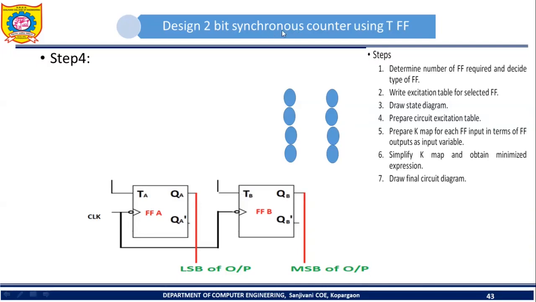Okay, now as it is a synchronous counter, what happens in a synchronous counter? External clock pulse is given as input to all the flip-flops. So see, external clock pulse is given to flip-flop A as well as flip-flop B. That is nothing but a synchronous counter. Then output. So we are going to consider these 2 outputs. One is QA and second one is QB. So here I have considered QA as LSB and QB as MSB.